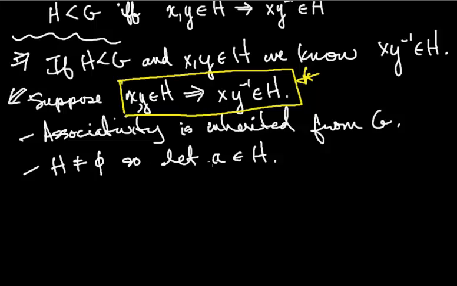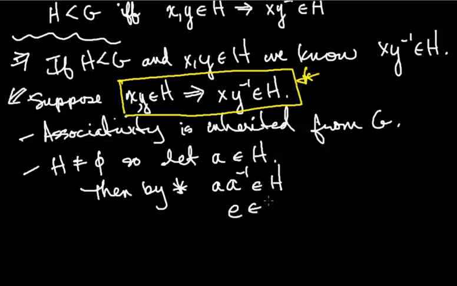The first thing we did was pick an element in there because it's non-empty. Well, then by star, A A inverse is in H. In other words, E is in H. The identity of G is an element of H. Notice when I use star there, I have X as A and Y as A. Nothing up here said that X had to be different than Y.